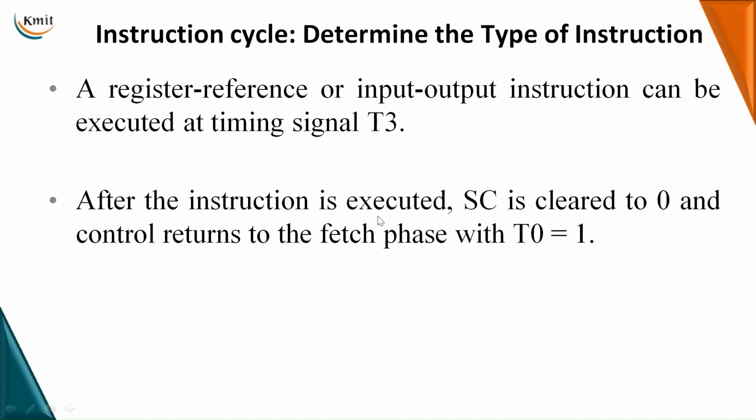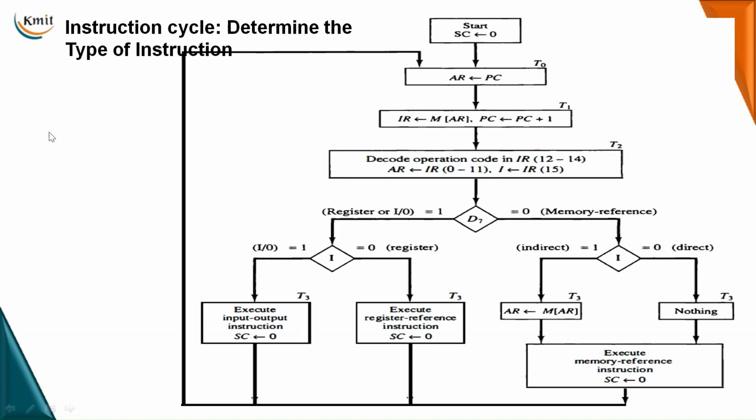After the instruction execution is completed, the sequence counter will be cleared to 0, and for the next instruction it starts the fetch phase and the timing signal starts from T0. So for each and every instruction that is present in your program, it has to go through all these steps T0, T1, T2, T3. This is called an instruction cycle.